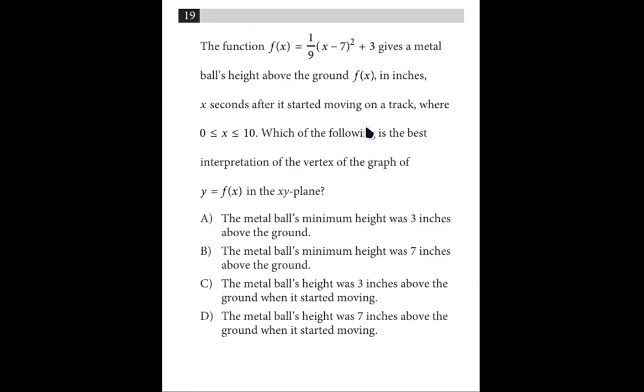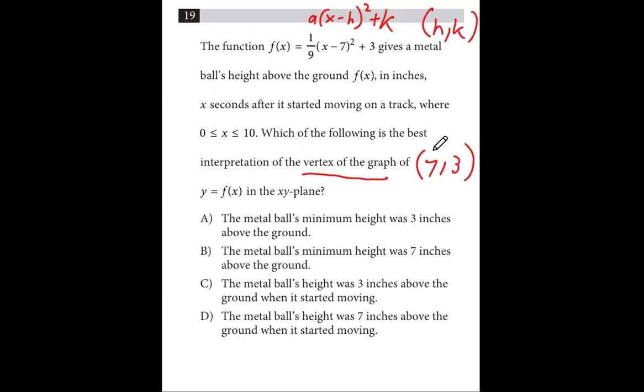Okay, so for question 19, we're given a function. This is already in vertex form, and we're asked, which of the following is the best interpretation of the vertex of the graph? So in that case, we know that for vertex form, the vertex is defined by, or let me just write the vertex form. It's just a times x minus h squared plus k, and the vertex is at h, k. So in this case, the vertex would be at 7, comma 3.